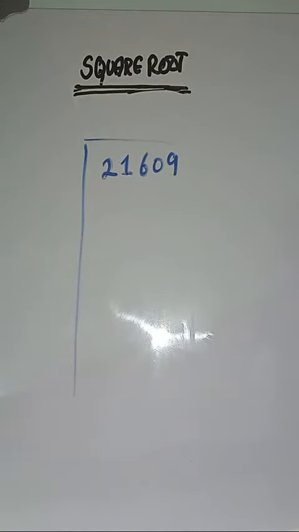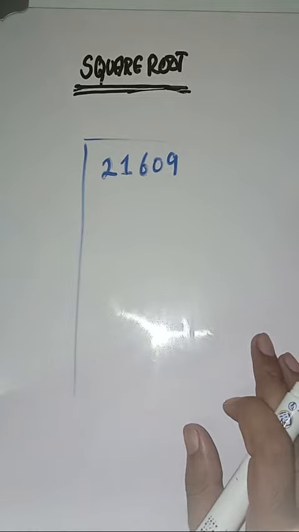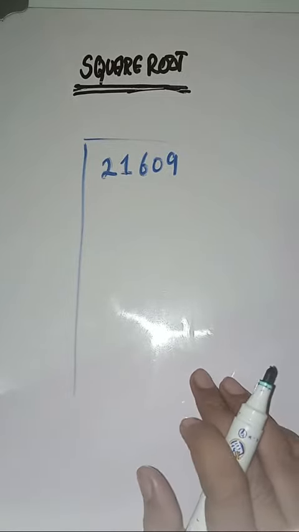Students, today we will learn how to find square root. We have to find square root of 21609. So first step is we have to make pairs from right to left like this.